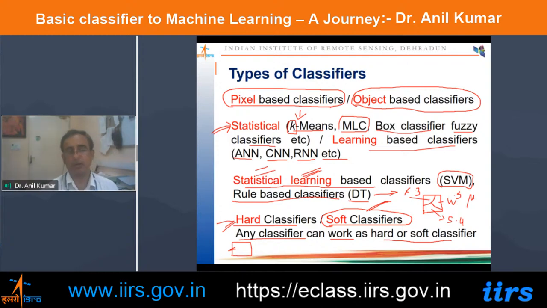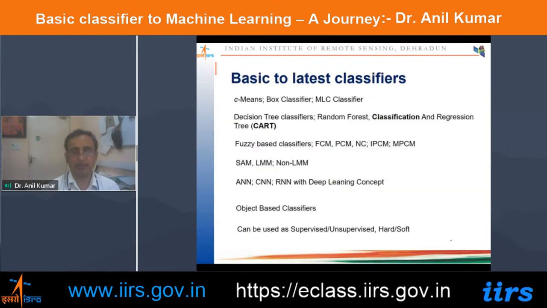depending upon how much uncertainty your image or your data has. If there are pure pixels, there is no uncertainty. If there are mixed pixels, partially or fully, then there is very high uncertainty. That cannot be handled through a hard classifier. You have to go for a soft approach.